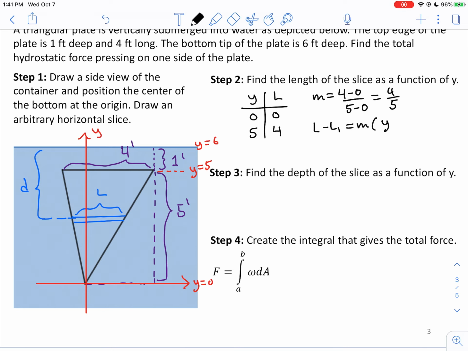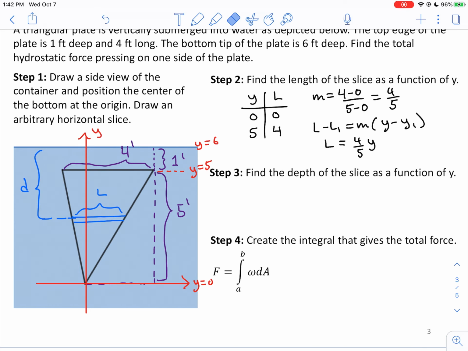So this is our general structure. And you can use the 0, 0 point as your L1 and y1. So in this case, it winds up being, and this gives us the formula for L as a function of y. Let's test it. Plug in 0 for y. What L do you get? You get 0, which is what you would expect. Plug in 5 for y. What L do you get? You get 4, which is what you would expect.